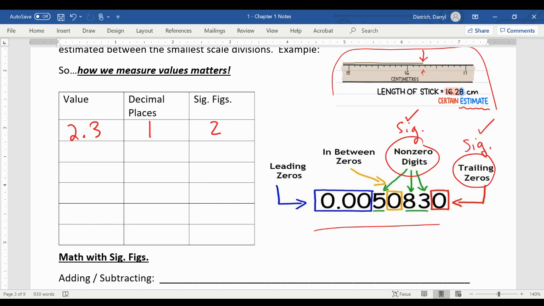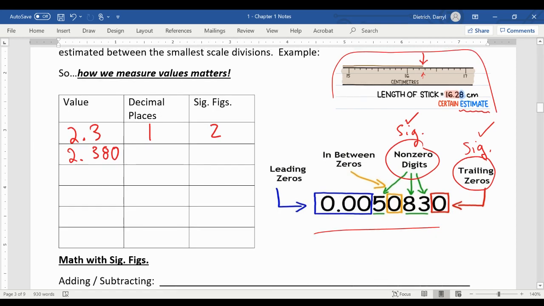So if we increase this number, say we're using a more precise measuring tool, to 16.380. Okay, so the 2, the 3, and the 8, those are all significant because they are non-zero. And then this 0 at the end is a trailing zero, so it's also significant. So we would have 4 sig figs here. Okay, and then the number of decimal places, that becomes important when we add and subtract below. This is going to be 3 decimal places.